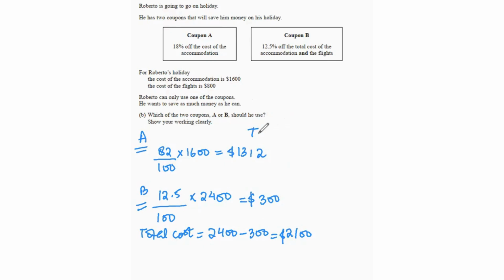And for A, the total cost will be 1,312 plus the flight cost, which is 800, which equals 2,112. So which of the two coupons, A or B, should he use? He wants to save as much money as he can, and it clearly shows B is cheaper compared to A. So coupon B. This is the one that he should use because coupon B reduces the cost more compared to coupon A.